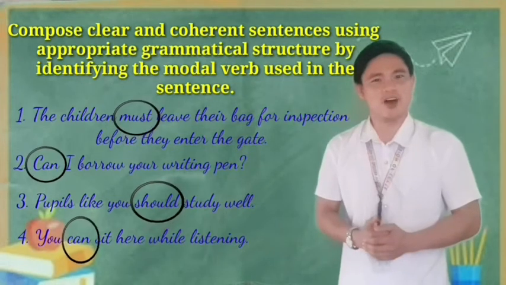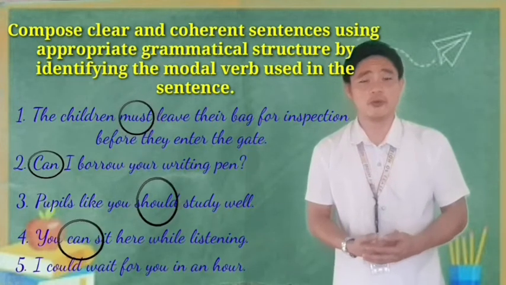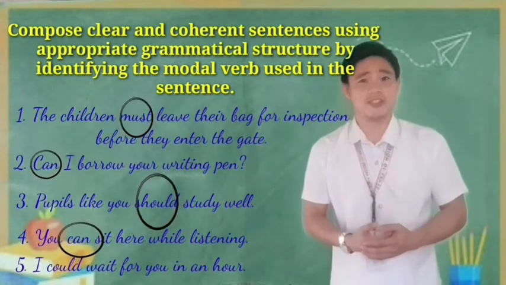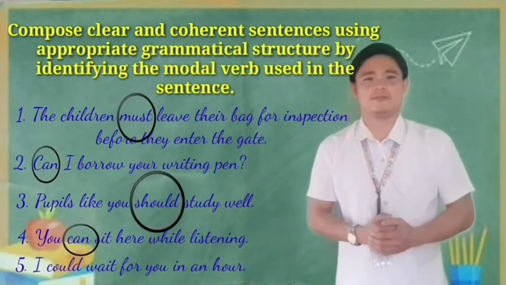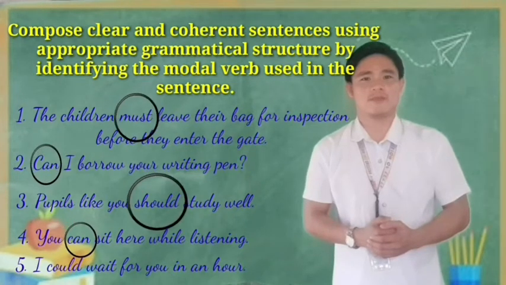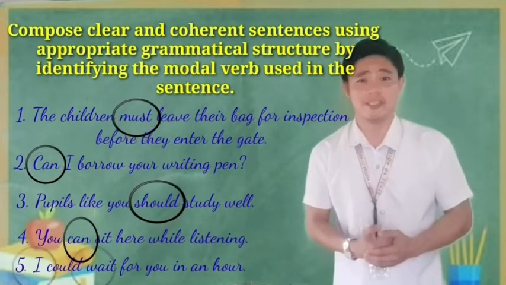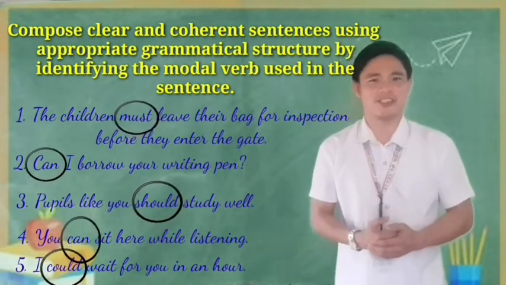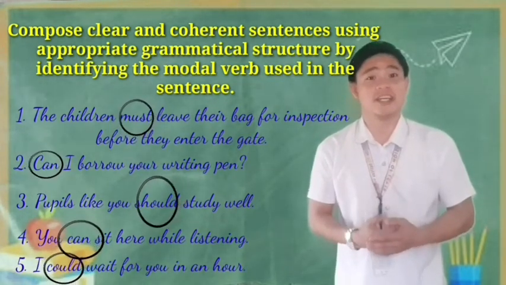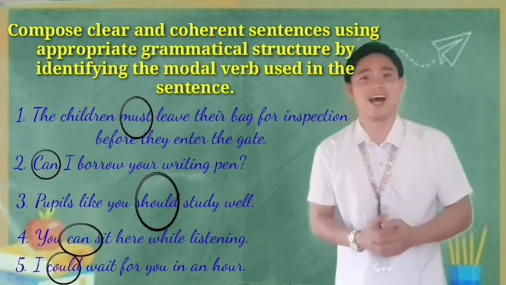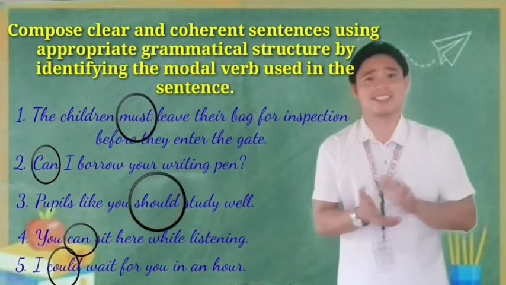Correct. Next, let's move on to number 5. I could wait for you in an hour. What is the modal verb used? The modal verb used in sentence number 5 is could, and could expresses ability. The speaker is expressing that he can wait for him in an hour. Alright, very good. Let's give a hand for that.